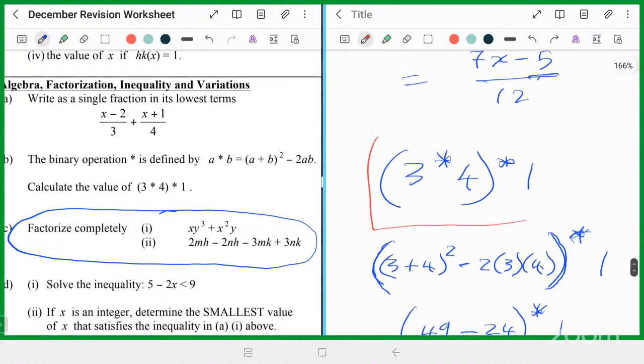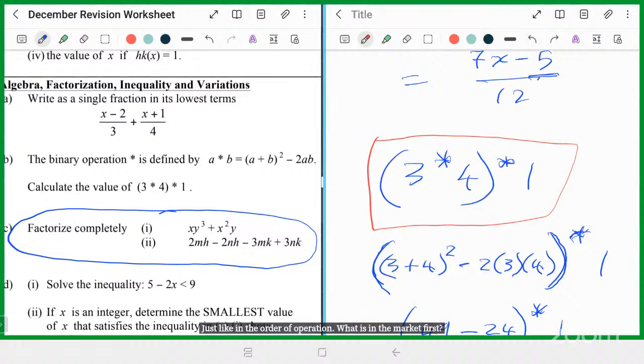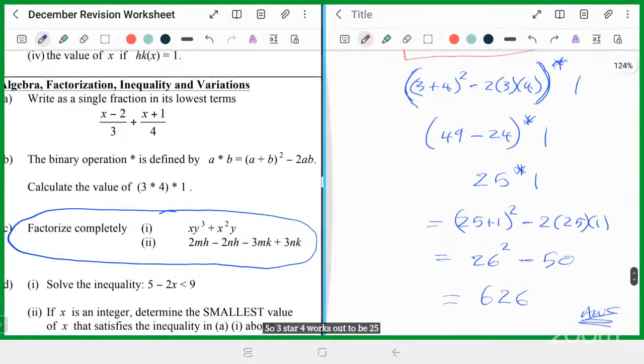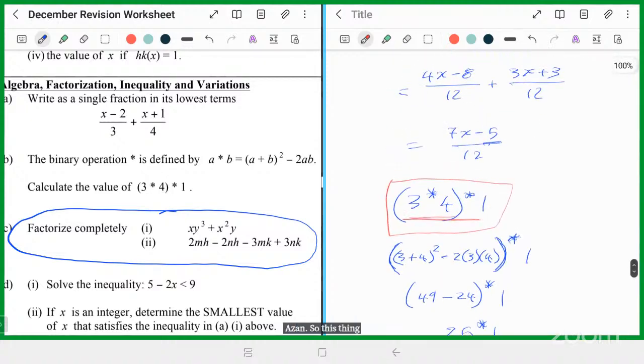All right? Just like in the order of operations, you have to work out what is in the bracket first. So the 3 star 4 works out to be 25. So you know how to do the 25 star 1. This thing becomes 25 star 1 because the bracket becomes 25. And then you know how to work out the 25 star 1. So in this case now, this is like the A and this is like the B. You have to work out what that is again. Understand? I'll finish it.